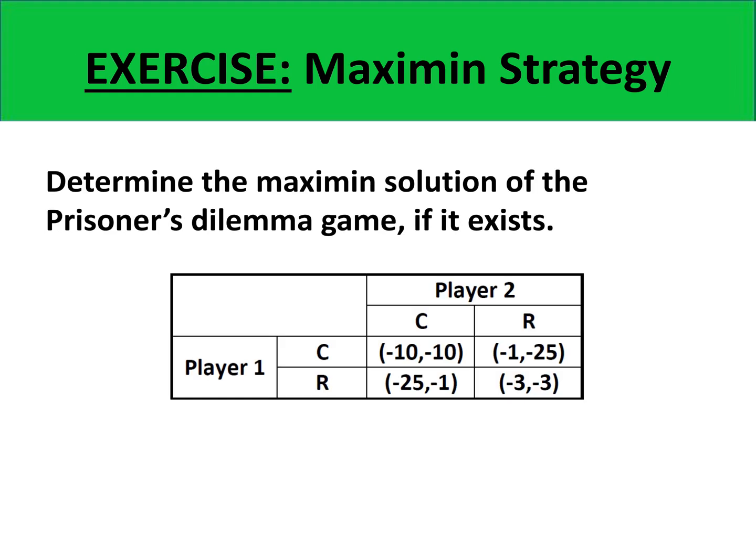So as an exercise, let us determine the maximum solution of the prisoner's dilemma game if it exists. The first step here is to separate the payoff values for each player. So for player 1, the strategies are to confess or to remain silent, and then we get the first coordinates. And for player 2, we get the following.